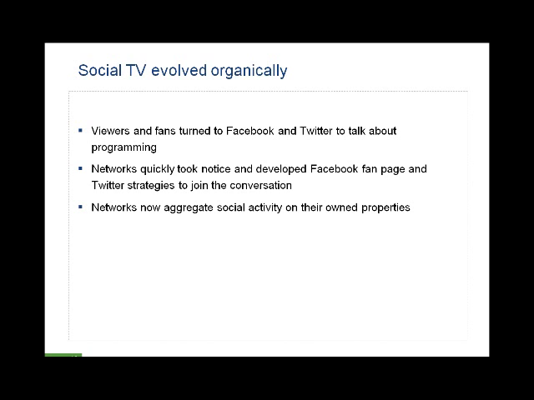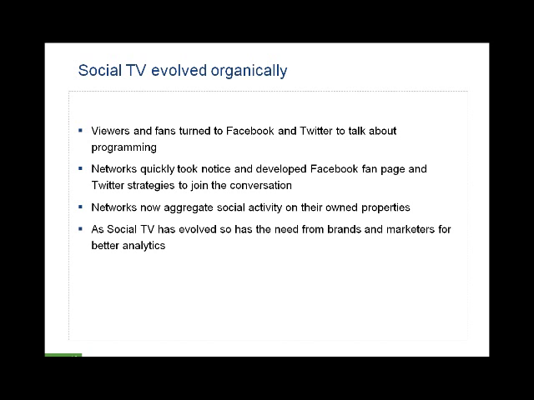But then they got really smart about it, and over the last year or so, we started to see that networks are spending all of this time pushing out this content onto these social media channels. Some of them are actually now aggregating these social activities on their own properties. So some of the examples of folks doing this are USA, WWE, Fox, for instance, and we'll take a closer look at that. And so as social television has organically evolved, so has the need for brands and marketers to have better analytics, to be able to measure this, to make sure this is actionable.